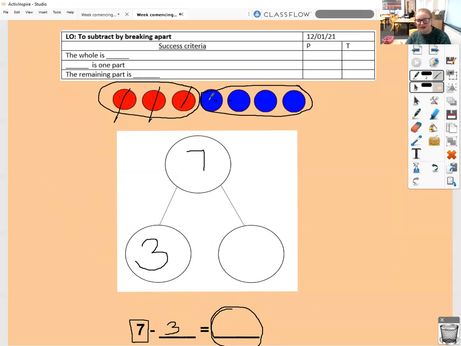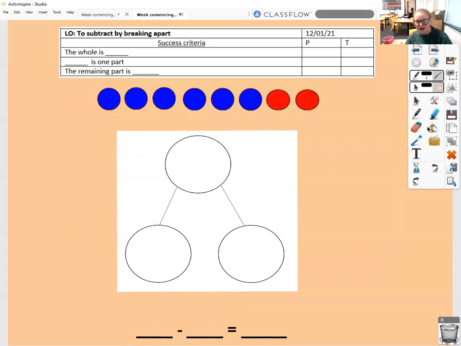That is my blue counter. So let's have a count of them. 1, 2, 3, 4. 7 is my whole, 3 is my first part, 4 is my remaining part. My remaining part goes on this side of my equal symbol. Brilliant. Let's have a look at another one together. Oh, I've not got anything written in my number sentence this time, so I need to count them all together.